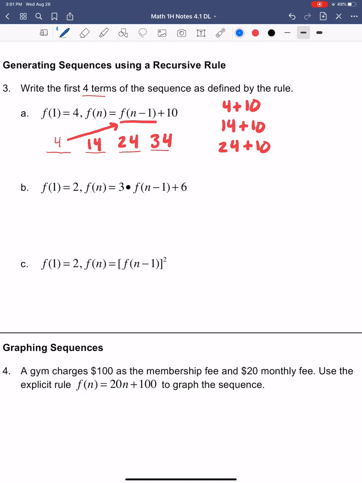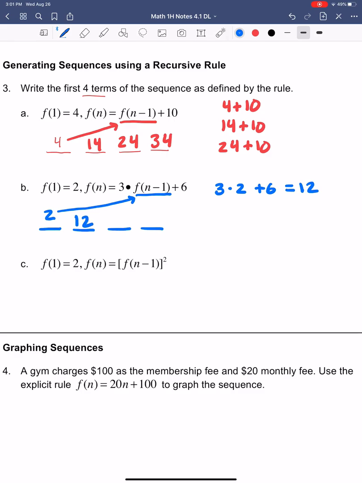So if you didn't grasp it there, check out this next one. Same deal, we're looking for the first 4. It tells me f of 1 is equal to 2, so that's the first term is 2. Okay, and now what I'm going to do is, where this f of n minus 1 is, I'm going to plug in 2. So it looks like this. 3 times, instead of f of n minus 1, I'm going to put 2 and then plus 6. And so that's going to give me 6 plus 6, which is 12.